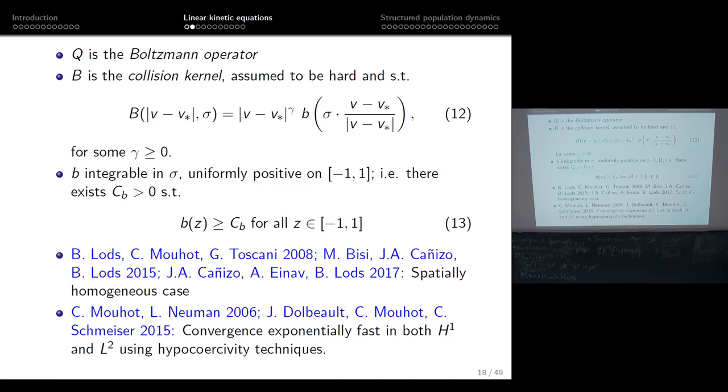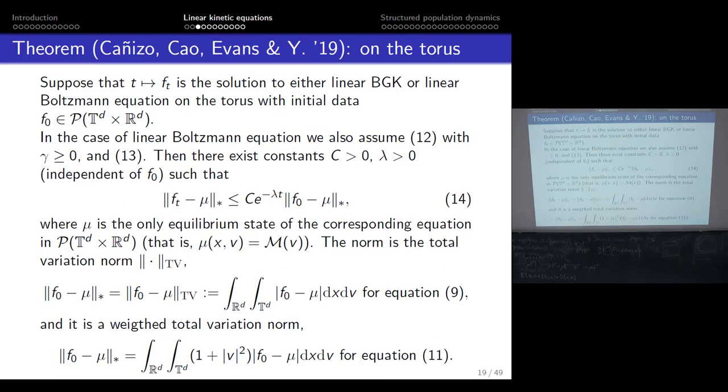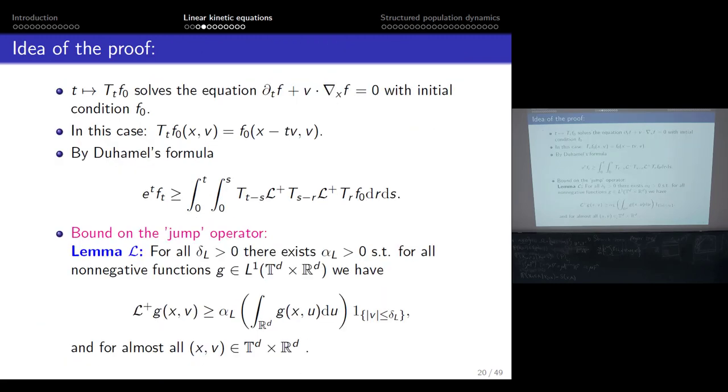I also wrote some of the works on this equation, among many others. So how do we apply this Harris theorem to these kinds of equations? First we have our theorem on the torus. On the torus we have exponential convergence, where f_t is the solution to either the linear BGK or linear Boltzmann equation with initial data in the probability space, and there are some constants, and the convergence is exponential. In the case of linear BGK, the convergence is given in the total variation norm. In the case of the linear Boltzmann equation, it is a weighted total variation norm. The weight is here. So how do we prove this?